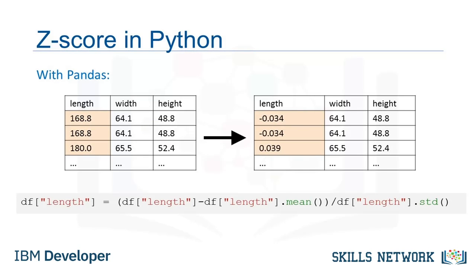Finally, we apply the z-score method on length feature to normalize the values. Here, we apply the mean and STD method on the length feature. Mean method will return the average value of the feature in the data set, and STD method will return the standard deviation of the features in the data set.